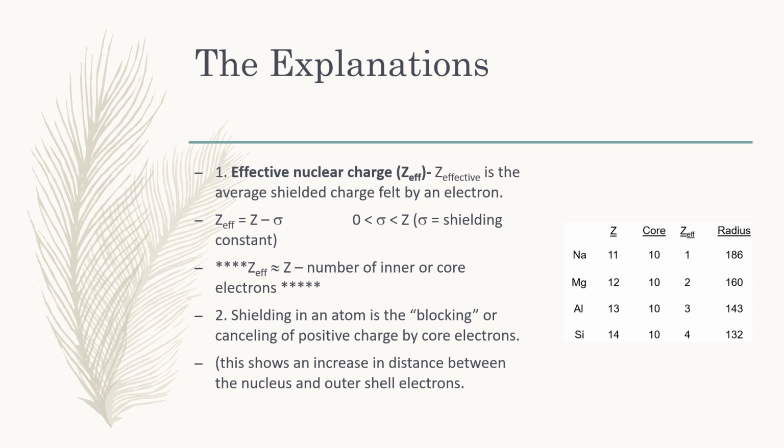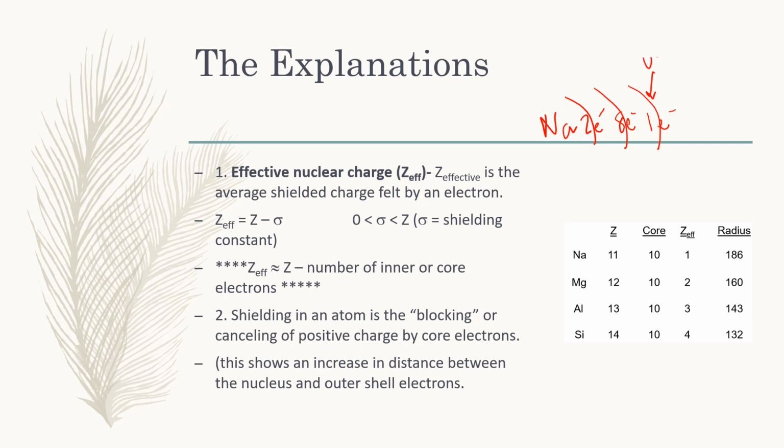When we look at the Z effective, you can figure it out by taking the Z, or if you remember the atomic number, minus the number of the inner shell or core electrons. If we think about a Bohr model for something like sodium, just very simply, I would have 2 electrons in the first shell, I'd have 8 electrons in the second shell, and I'd have 1 electron in the outermost shell.